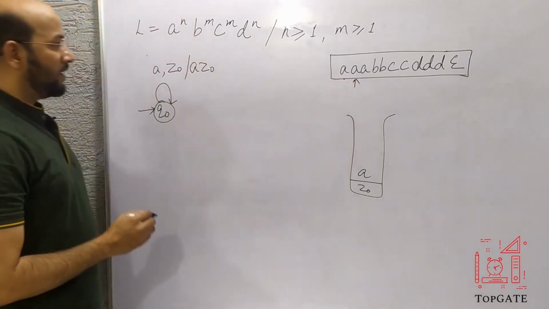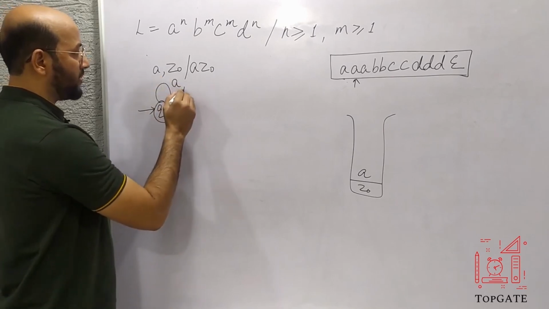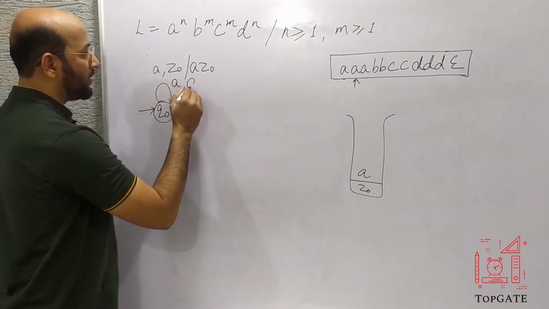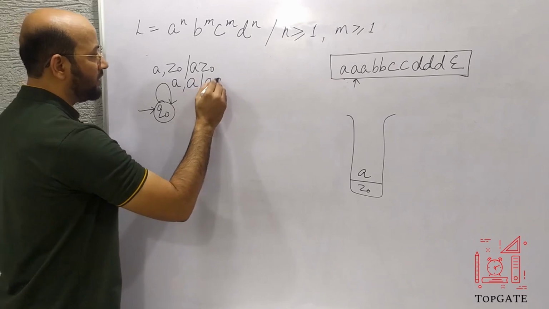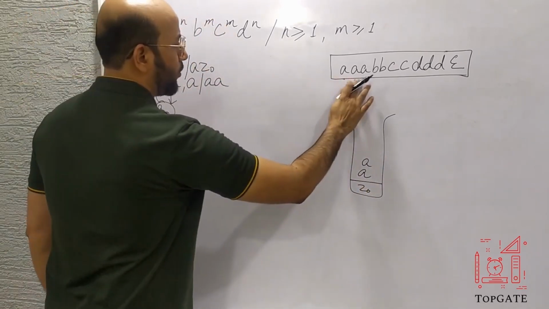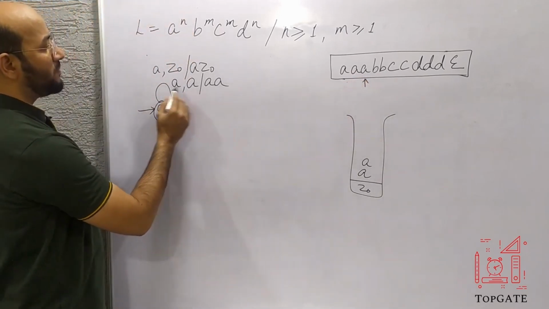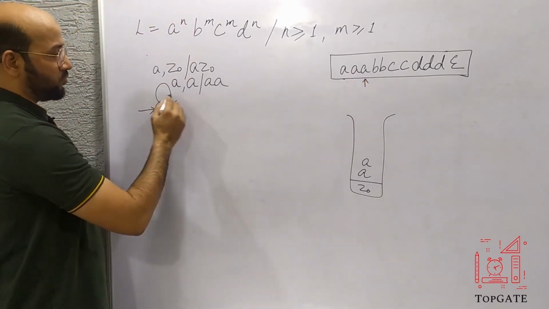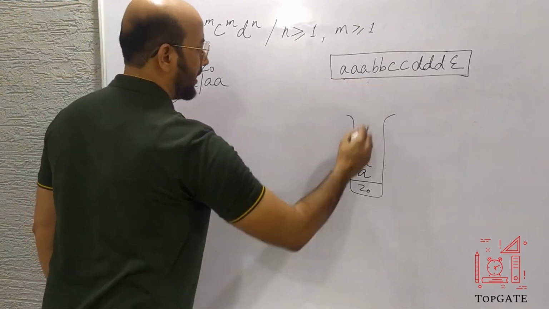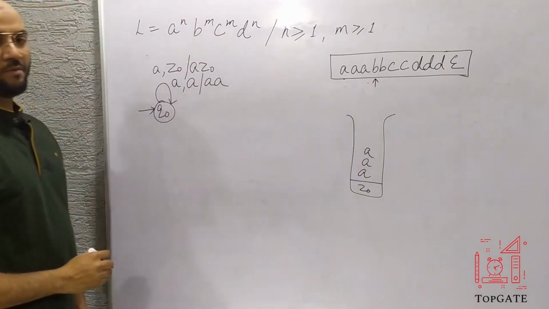Now for the second A, again I'll take a move: the element to process is A, the top stack element now becomes A, and we will push it. So this A will also come in the stack and the pointer will move on to the next A. The next A will be processed with this transition only, so it will also be pushed, and again we have got this B.